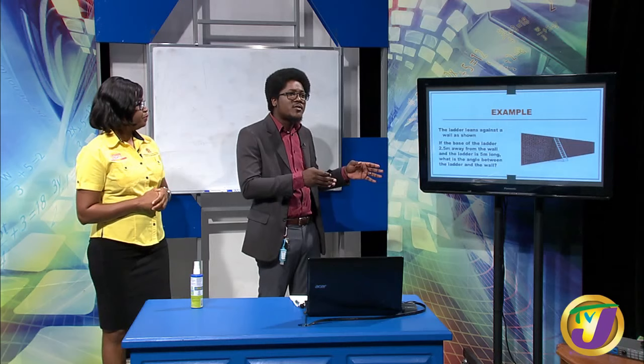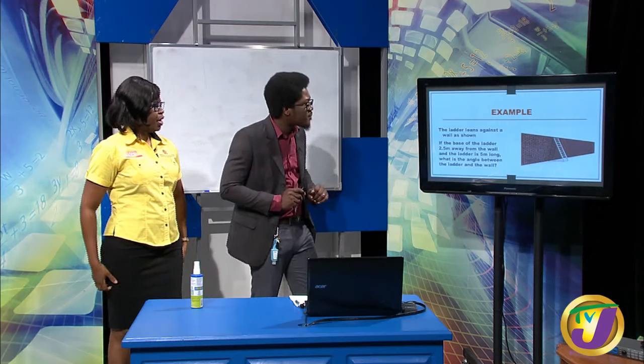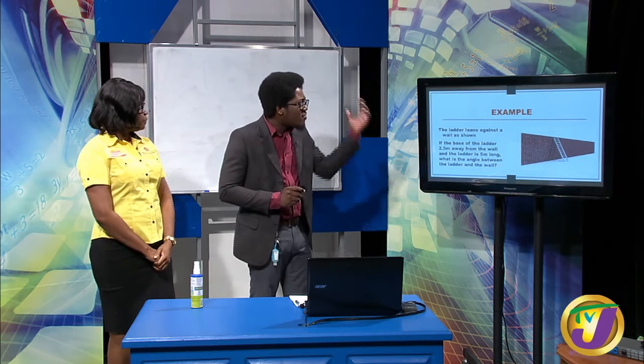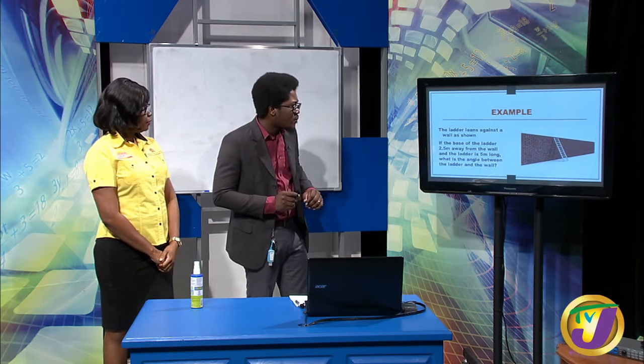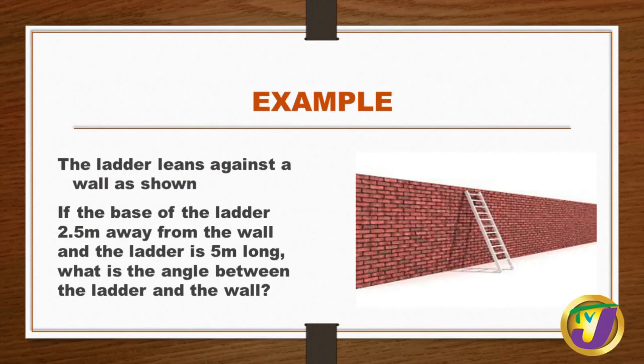All right. So let's look at an example where we're going to use an inverse trig function now. So in this example, we have a ladder that is leaned against a wall. We are told that the base of the ladder is 2.5 meters away from the wall and the ladder is 5 meters long. We are asked what is the angle between the ladder and the wall. Let's see what this looks like.